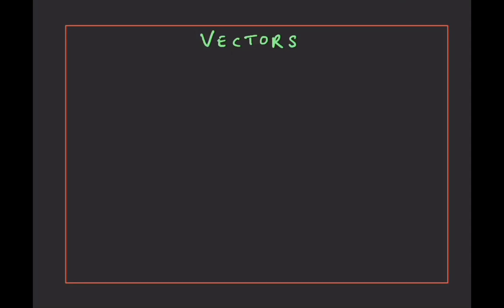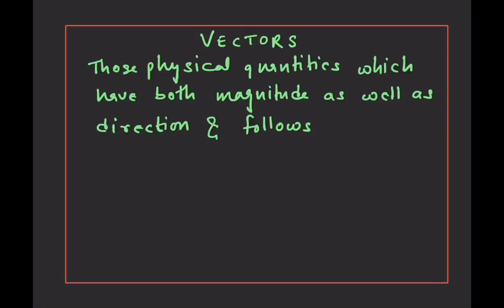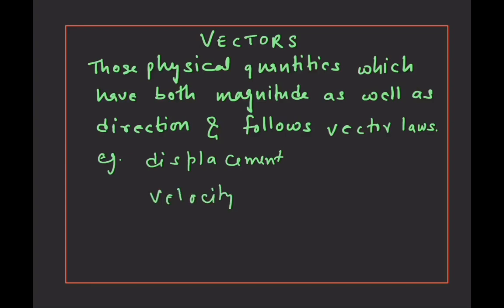I define vectors as those physical quantities which have magnitude as well as directions and follow vector laws. So this is the definition of vectors. We have several examples of vectors in class 11th and 12th. For example, displacement, velocity, etc.